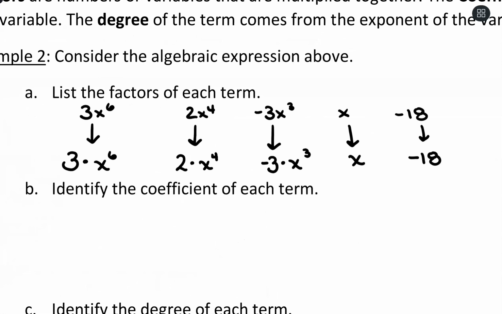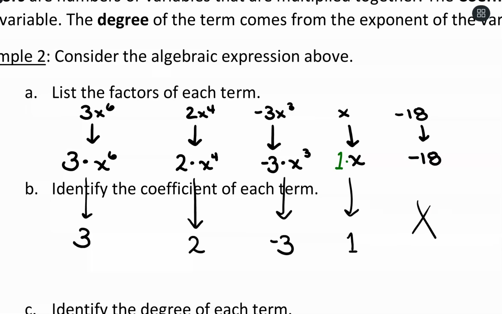Okay, identify the coefficient of each term. So we're going to have a coefficient of positive 3, a coefficient of positive 2, a coefficient of negative 3, and with just x, remember, there's this 1 multiplying out front, so that has a coefficient of positive 1. And then negative 18 does not have a coefficient because it does not have a variable part. So we leave that out.